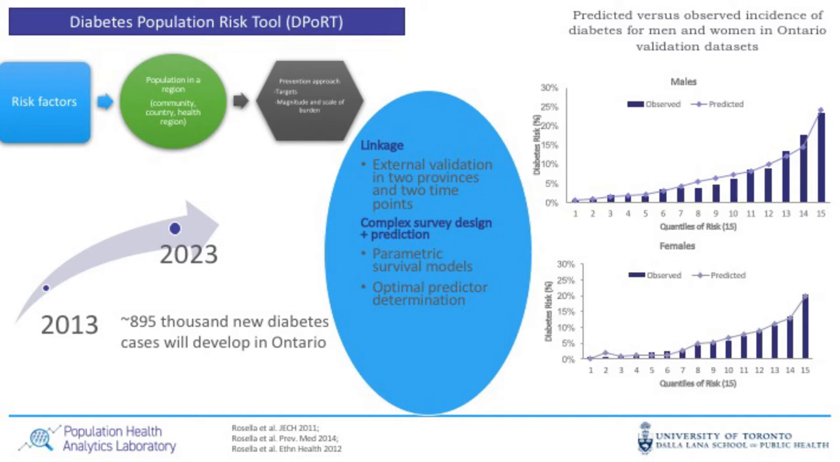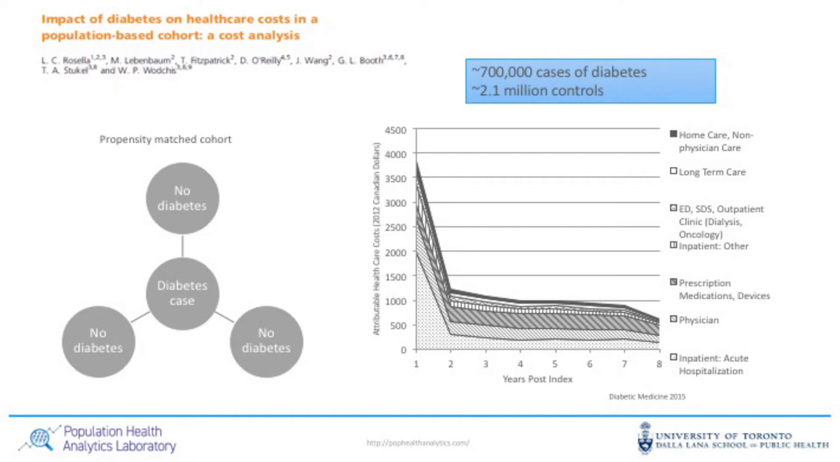The other recent addition to these types of tools, it's not just number of new cases, which is really important, but we've added in costs. So we took every diabetes case in Ontario and matched them heavily using propensity matching and hard matching to people that, one way to think about it, look exactly the same, the only difference is that they don't have diabetes, and calculated their individual-level health care costs, summed them up, and that allows us to get an attributable cost estimate. So not only can we predict the number of cases, but we can predict the cost to the healthcare system. Again, really important for decision making.